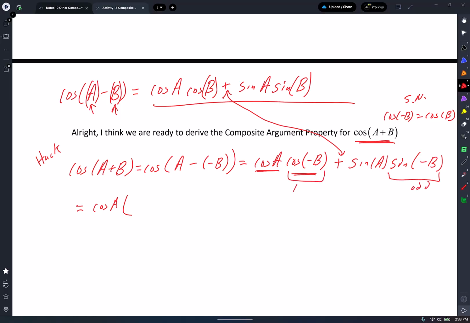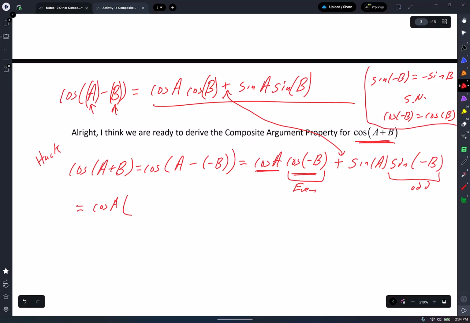And this guy right here is an even. So sine of negative B equals negative sine B. Let me write it better, because sine is an odd function, guys. So I'm going to write it up here: sine of negative B equals negative sine B, because sine's odd. This is my side note.